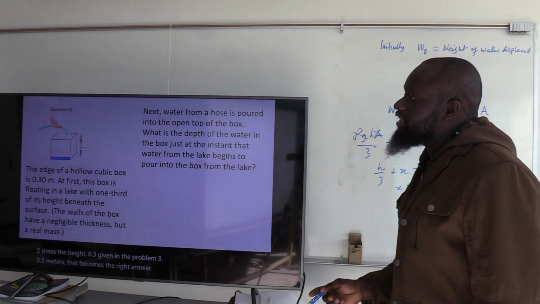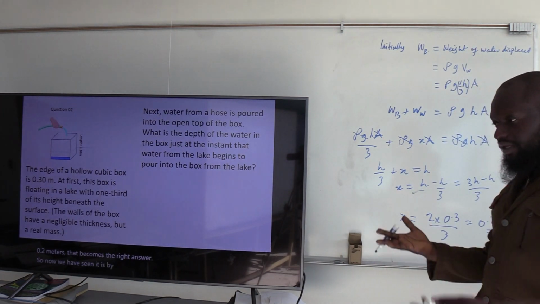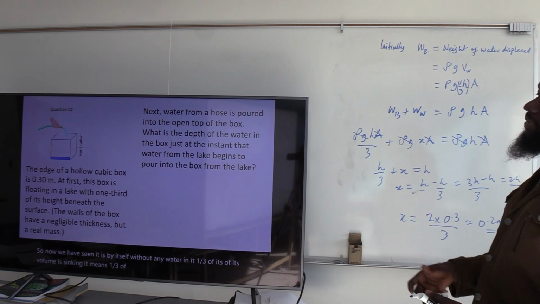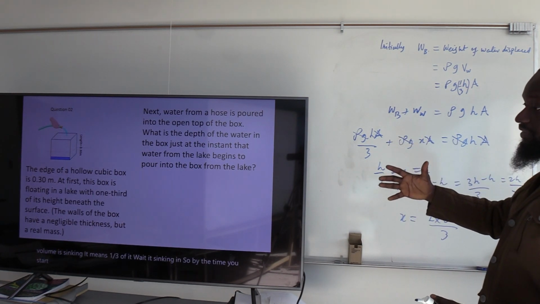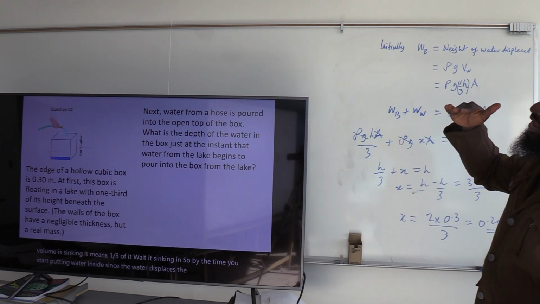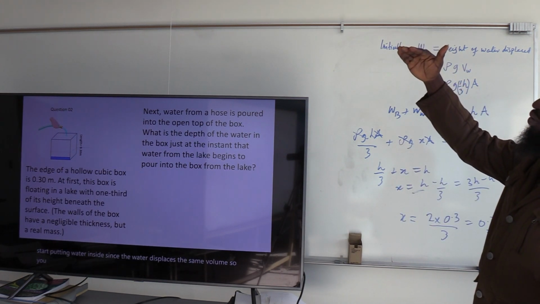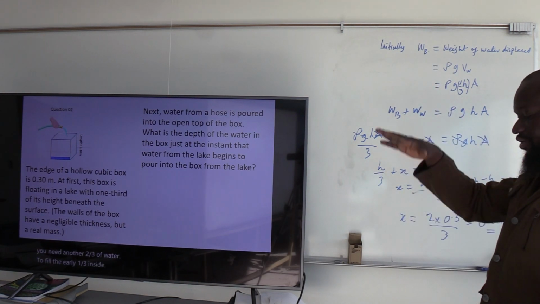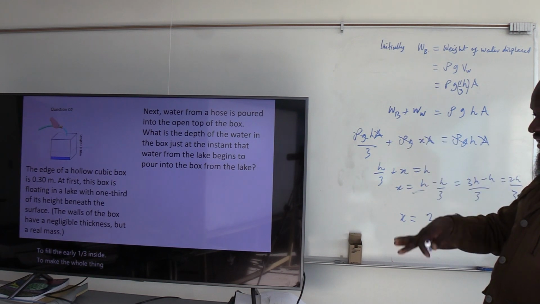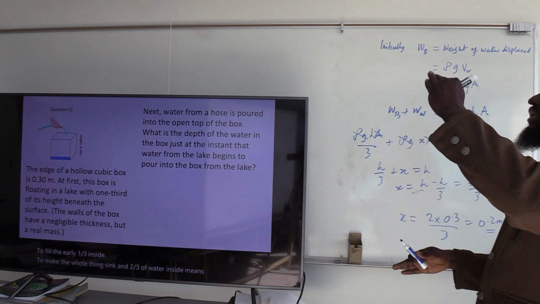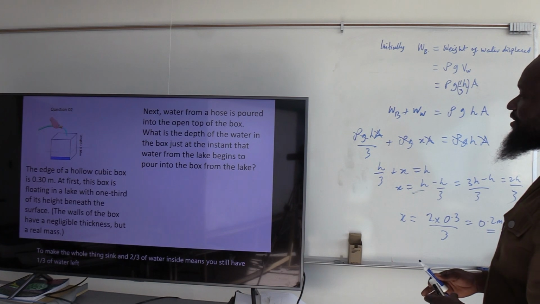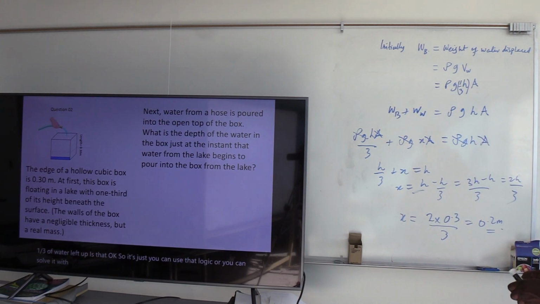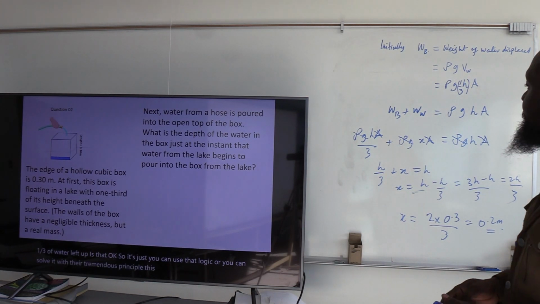Another way of seeing it is, by itself, without any water in it, 1/3 of its volume is sinking in. So it means 1/3 of its weight is sinking in. By the time you start putting water inside, since the water displaces the same volume, you need another 2/3 of water to fill the already 1/3 inside to make the whole thing sink. And 2/3 of water inside means you still have 1/3 of the box left up. Is that okay? So you can use that logic, or you can solve it with Archimedes' principle this way.